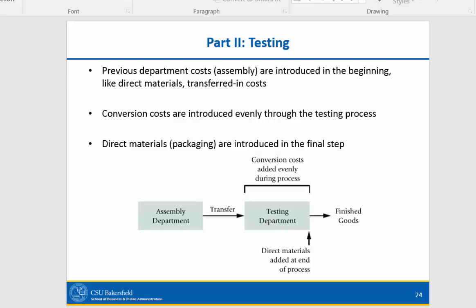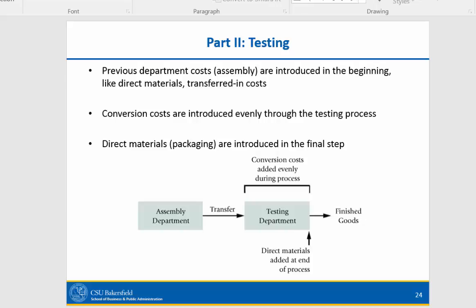There are a few things I want you to be aware of, because this is quite different from part one, when you only had one assembly department, from the scratch, the raw materials, all the way to the products. Here we're looking at something very different. Let me go through the details with you first before we look at a particular example.